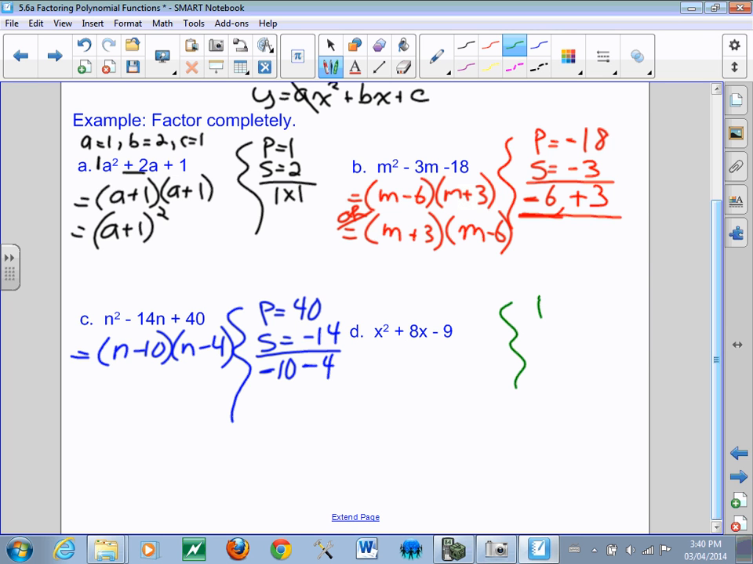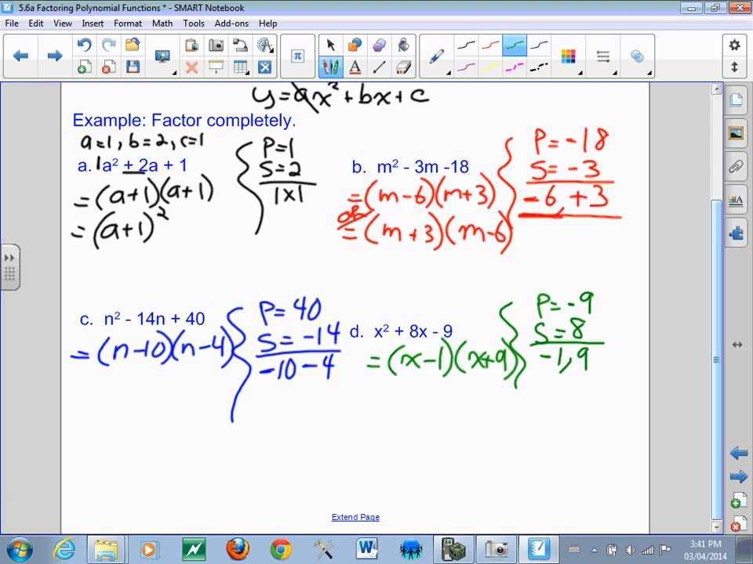Off to the side. Product equals negative 9. Sum equals 8. We've got to have one positive, one negative. So it's going to be negative 1 and 9. So this is going to equal x minus 1 and x plus 9. All right. Any questions there, folks?